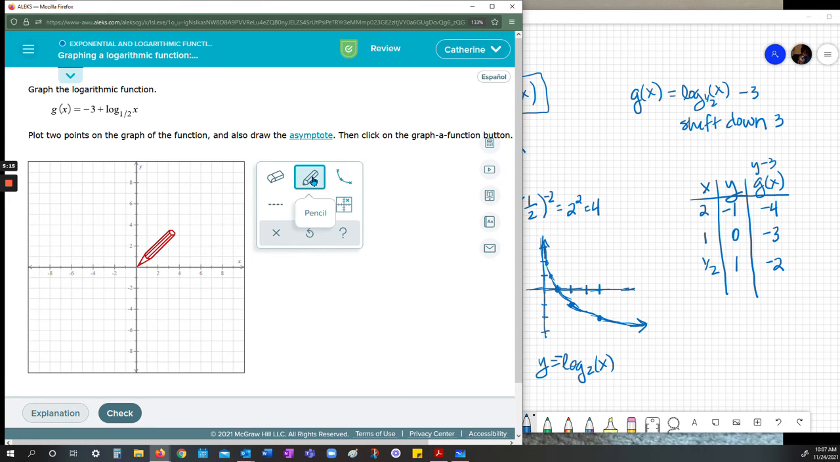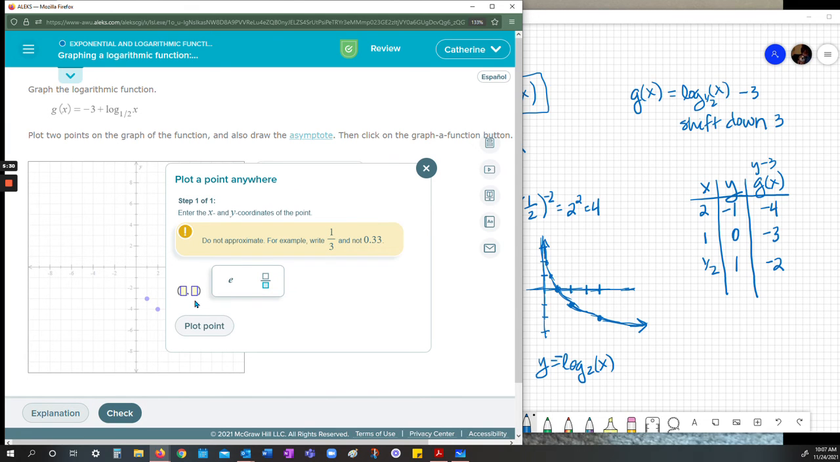I'll use this guy for the ones that have whole numbers. So 2, -4. And then 1, -3. And then 1/2, -2, I'll put this in. But actually, I don't even need to do that for Alex. It just wanted 2 points. I'm just being a little extra careful maybe. You can kind of think of this guy as a checkpoint.